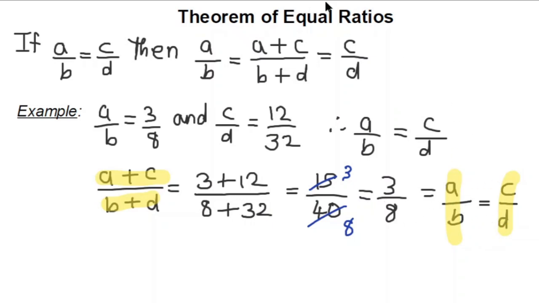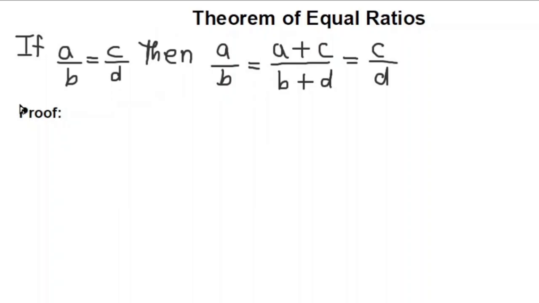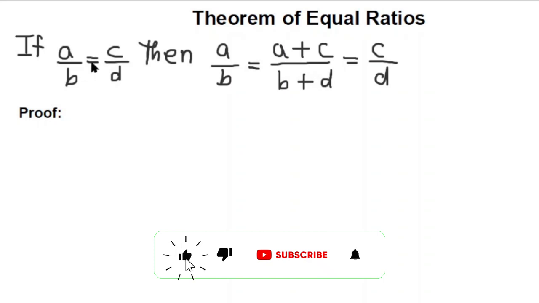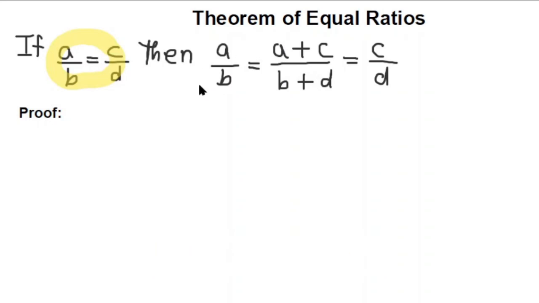Now we will prove this theorem. See, if A upon B is equal to C upon D, that is given. This part is the given part. Then we have to prove this.